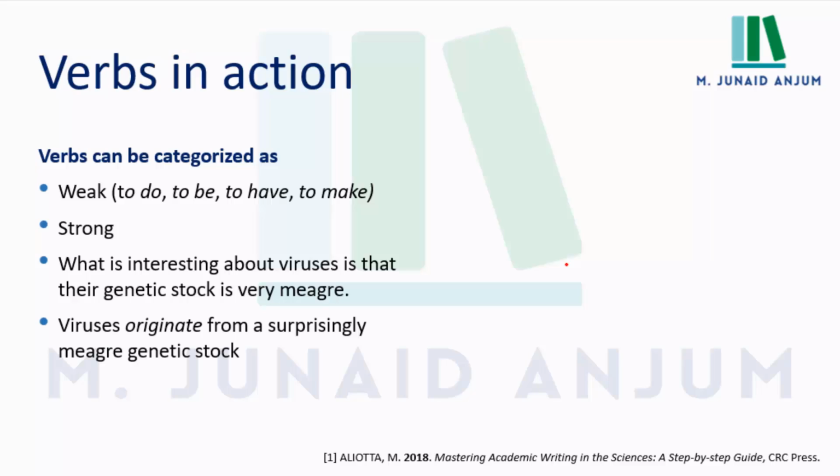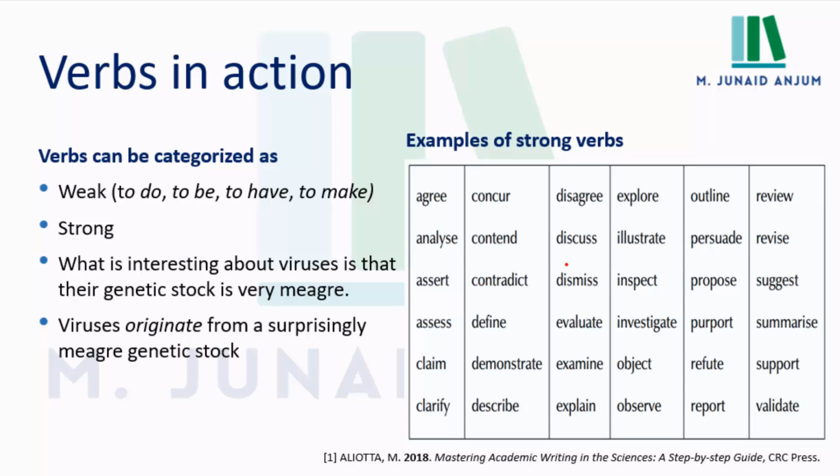You can write this as "viruses originate from a surprisingly meager genetic stock." You can say that short and clear, and verbs in action are used. These are examples of some strong verbs. These are very strong words.